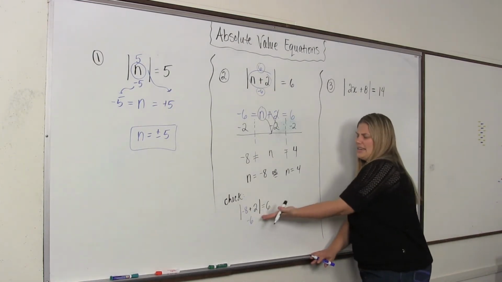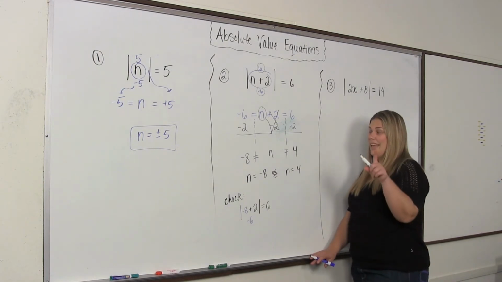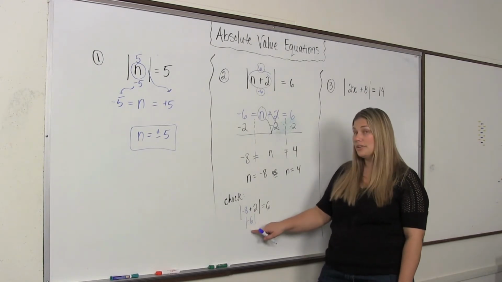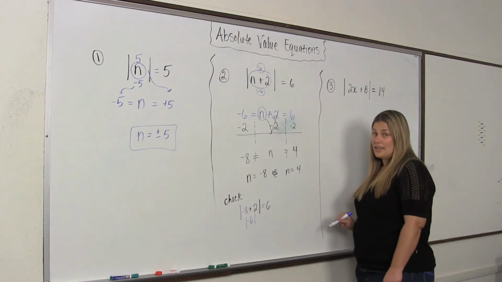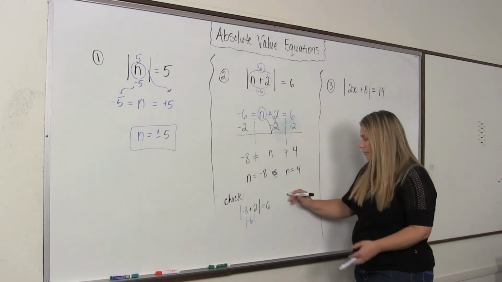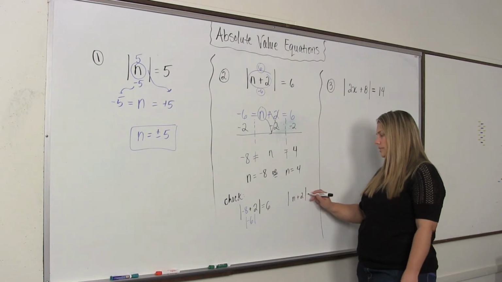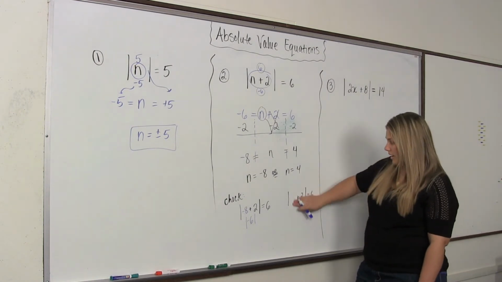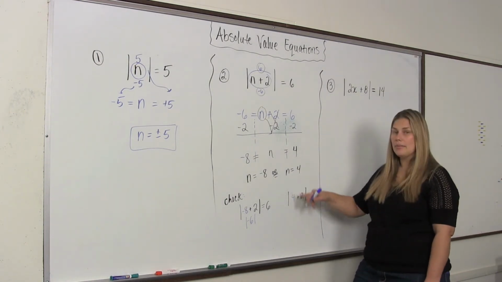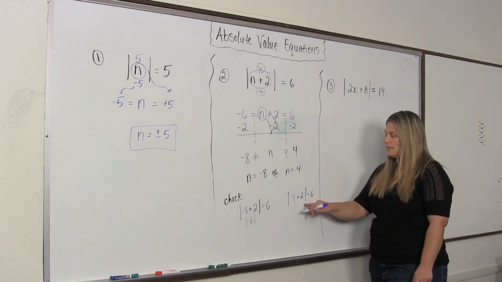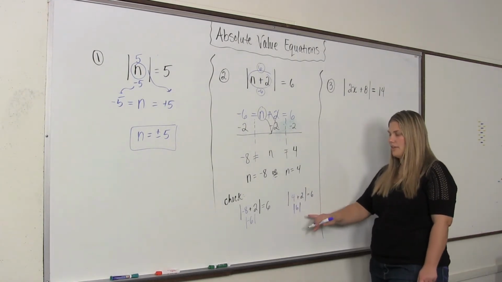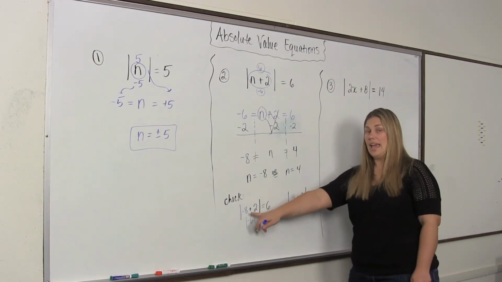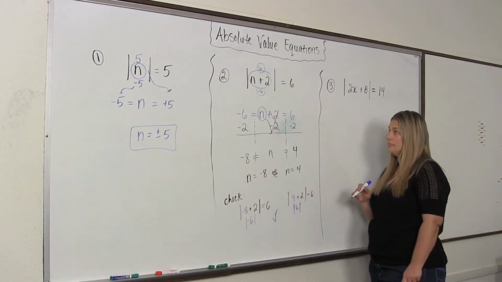Well, hang on a second. Negative 6 doesn't equal 6. But remember, it's in the absolute value bars. And the absolute value of negative 6 actually does equal 6. If I plug into the problem again, the absolute value of n plus 2 is equal to 6, but now instead of negative 8, it should also work if I plug in a positive 4. So I'm going to erase the n and plug in a positive 4. 4 plus 2 is 6, and the absolute value of 6 also equals 6.